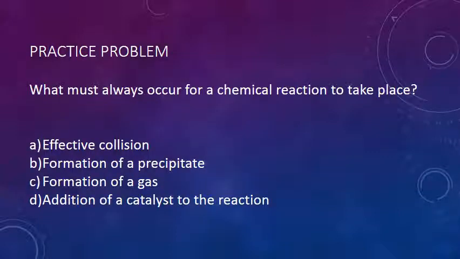So, what must always occur for a chemical reaction to take place? Effective collisions, formation of a precipitate, formation of a gas, or addition of a catalyst to the reaction. Pause the video. Pick an answer. We're back with the right answer. Aleko, what was the answer? Effective collision.